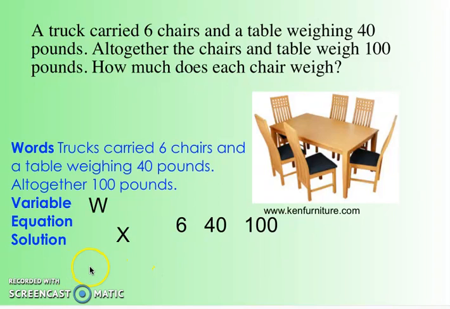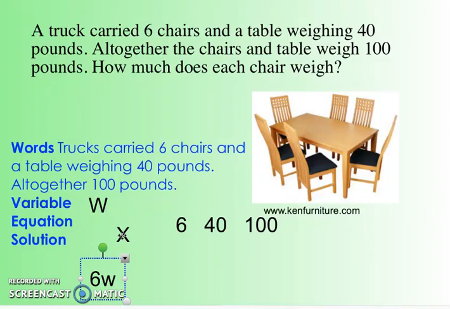And so let's set this up. Let's start off with the 6 chairs. 6 chairs. They each weigh a certain amount, and we don't know how much. And so we chose W to represent that. And remember, we're using times. Well, if we're going to use times, how do we write it again so we don't use an X? Yep, we just put it right next to each other. And so 6W.